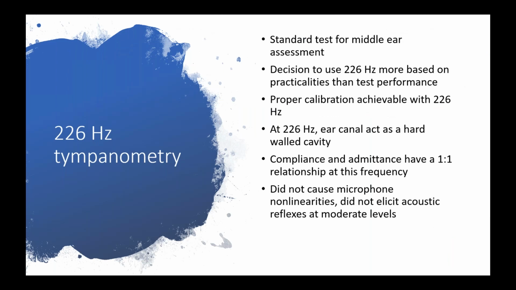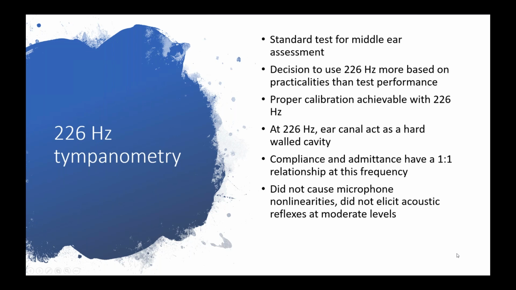We all know that it's the standard test for middle ear assessment, and probably the one used worldwide by all clinicians. The main reason for using this particular frequency was not because of its application to the middle ear as such, but the convenience of the equipment rather than the test performance of 226 hertz. At this frequency, the ear canal acts as a hard wall cavity, and it's much easier to measure the compliance that way. And in terms of the equipment, compliance and admittance have a one-to-one relationship at this frequency. So there were a few reasons for using 226 hertz tympanometry when it started as a middle ear assessment tool.